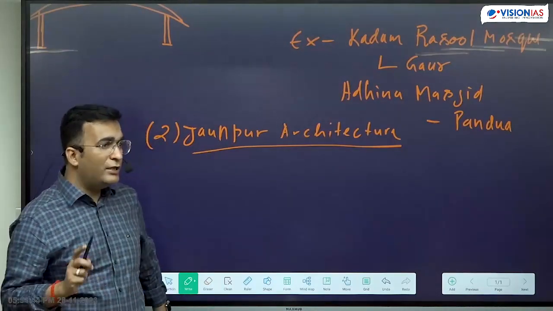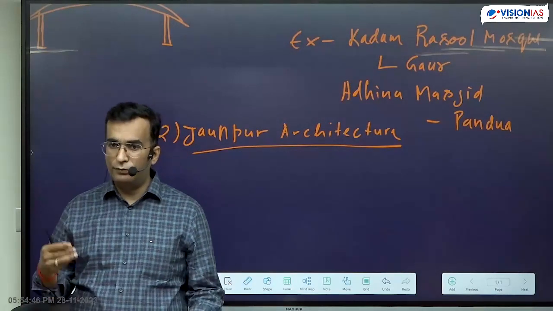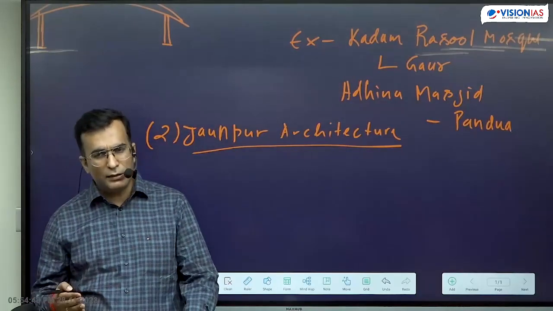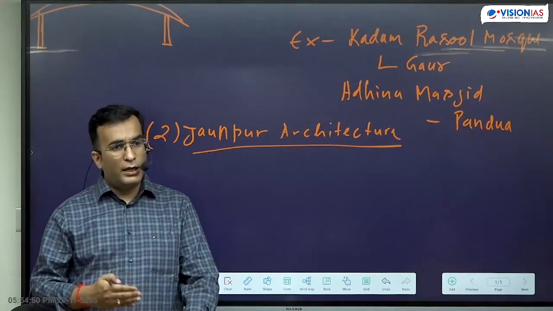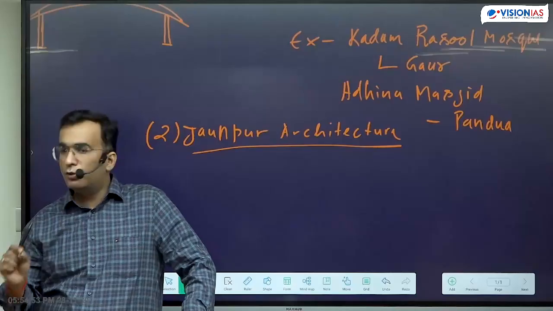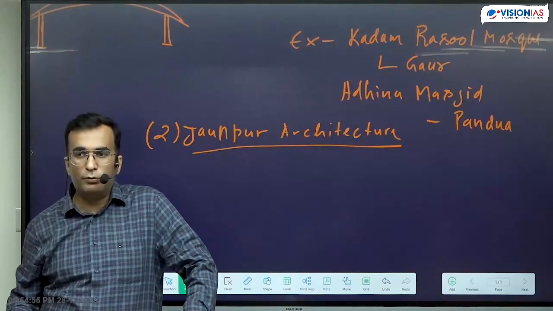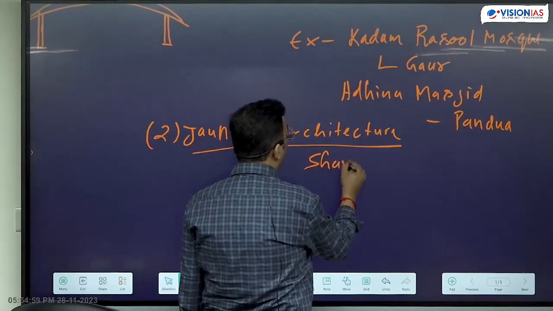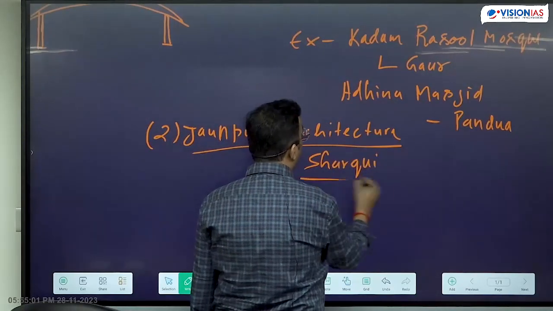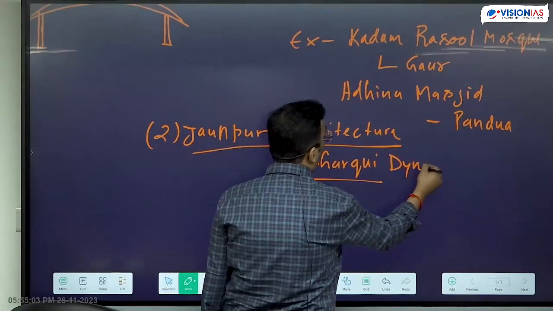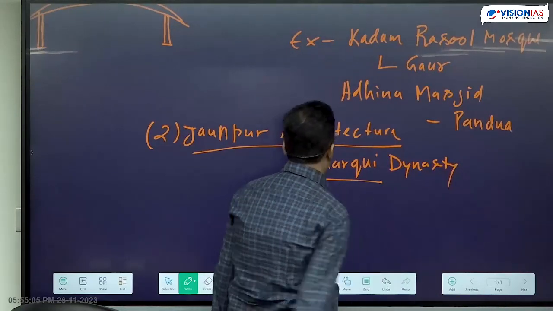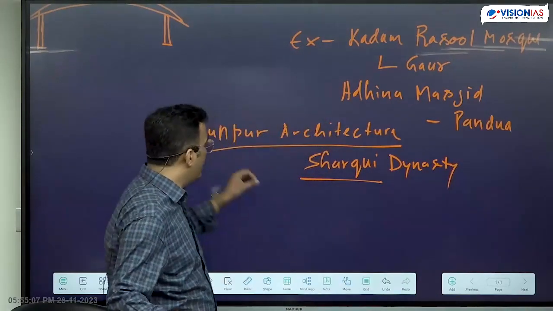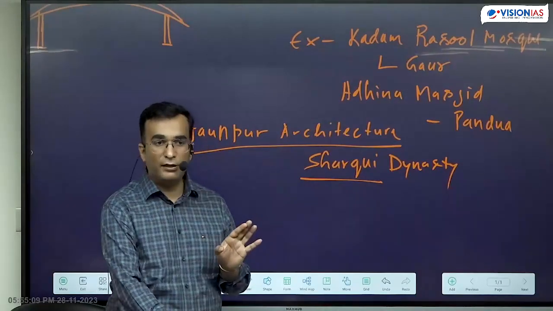So in Jaunpur, when Delhi Sultanate was there, in fact Delhi Sultanate भी नहीं, ठीक है? Even till the Mughal time, there was one local dynasty in Jaunpur known as the Sharqi dynasty. Okay? So Sharqi dynasty, and they were ruling over here in the Jaunpur area. Now, the style which was developed by them was known as the Sharqi style of architecture.